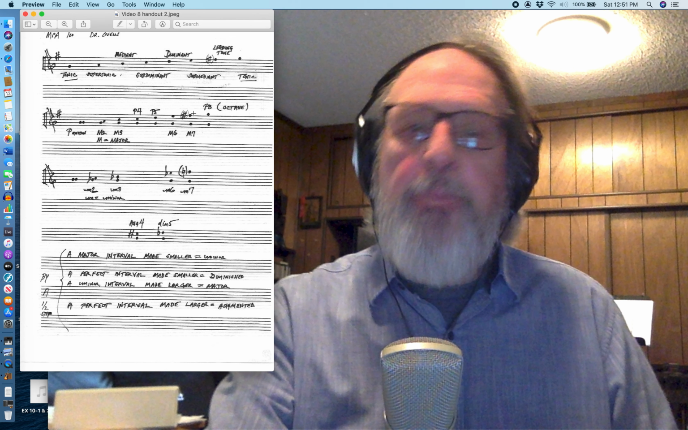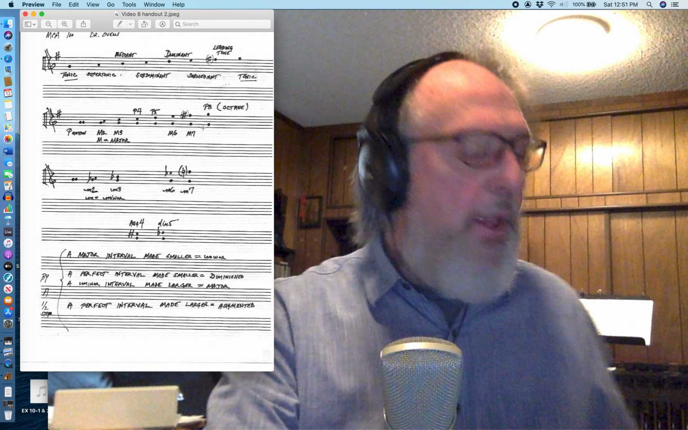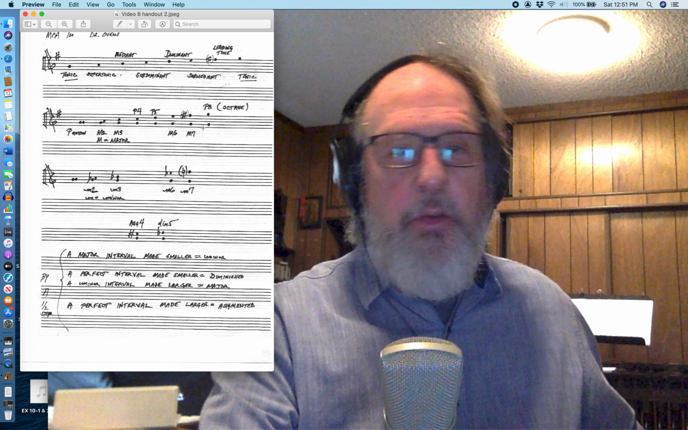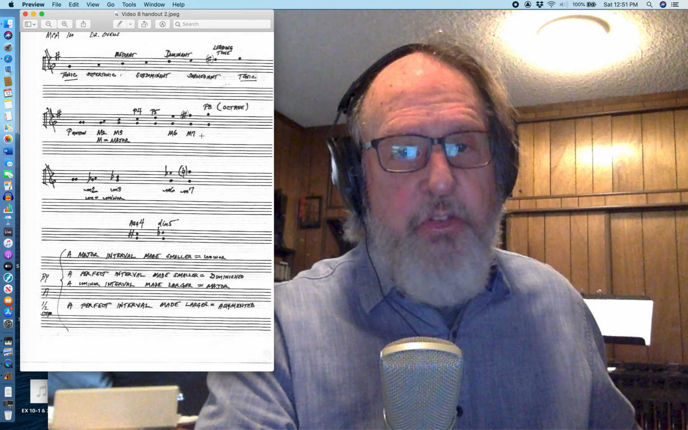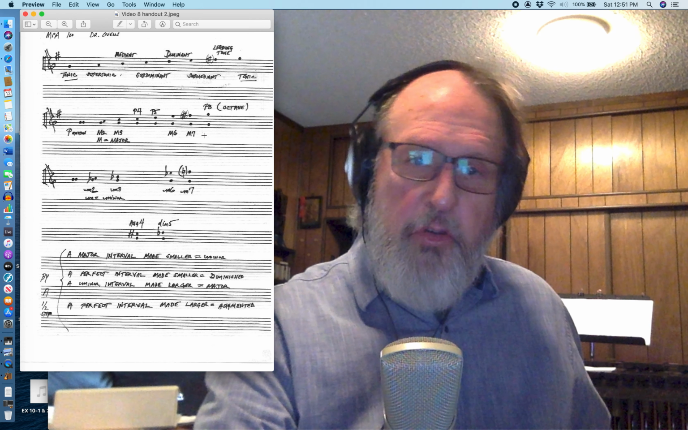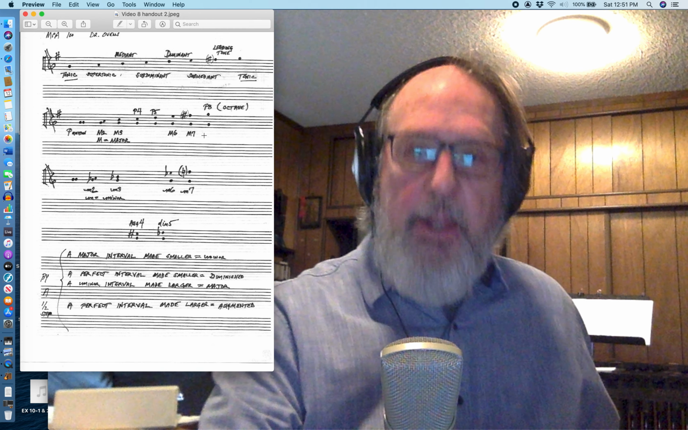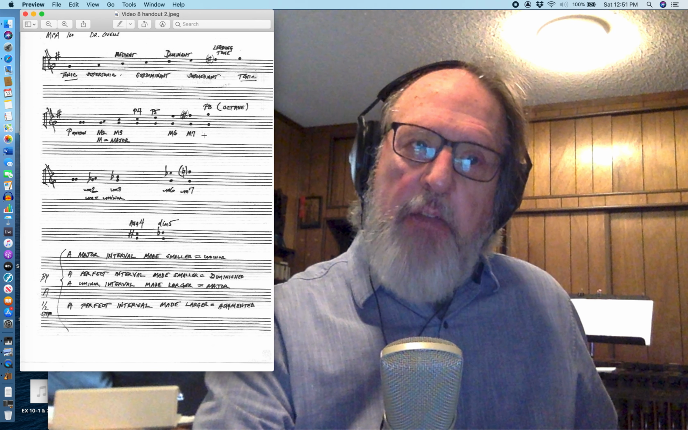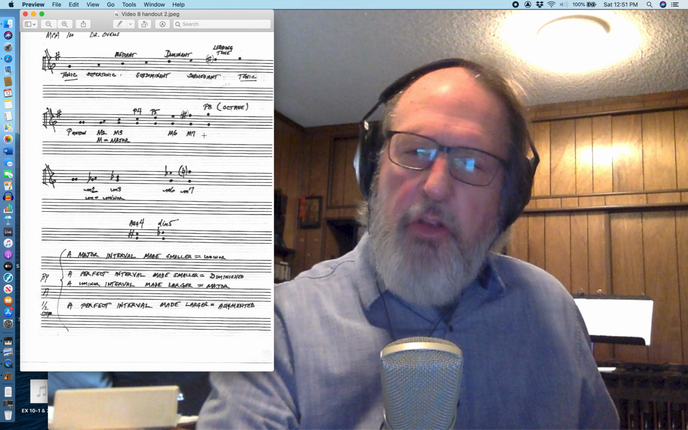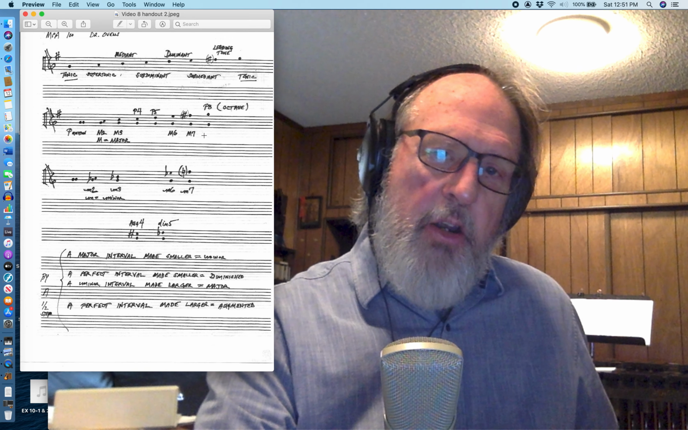What's interesting, we're going to talk about inversions of intervals later. But right now we can point out that the reason the second and the seventh are similar is because a second inverts to a seventh. If I play this G and this A, I can think of A, for the moment, as the home note, because if I play G and A here, that's a second.